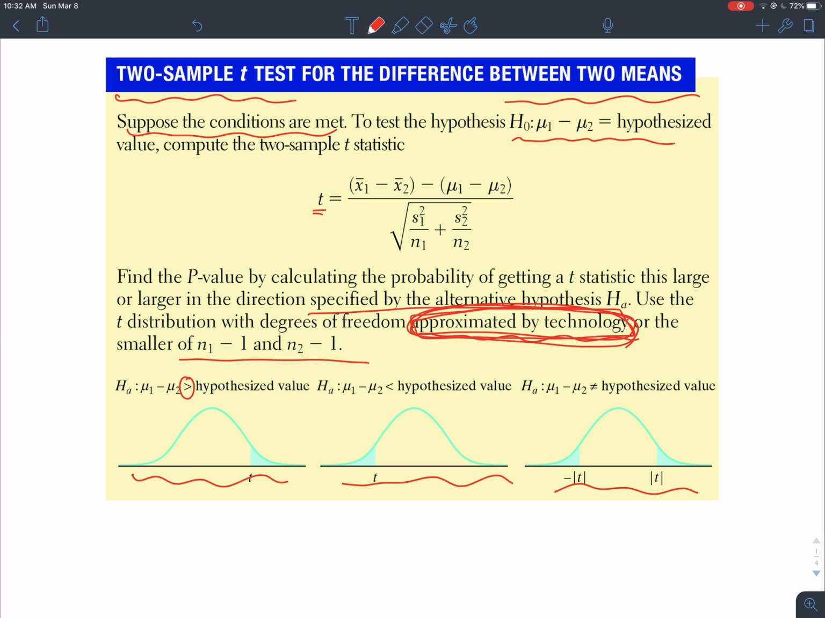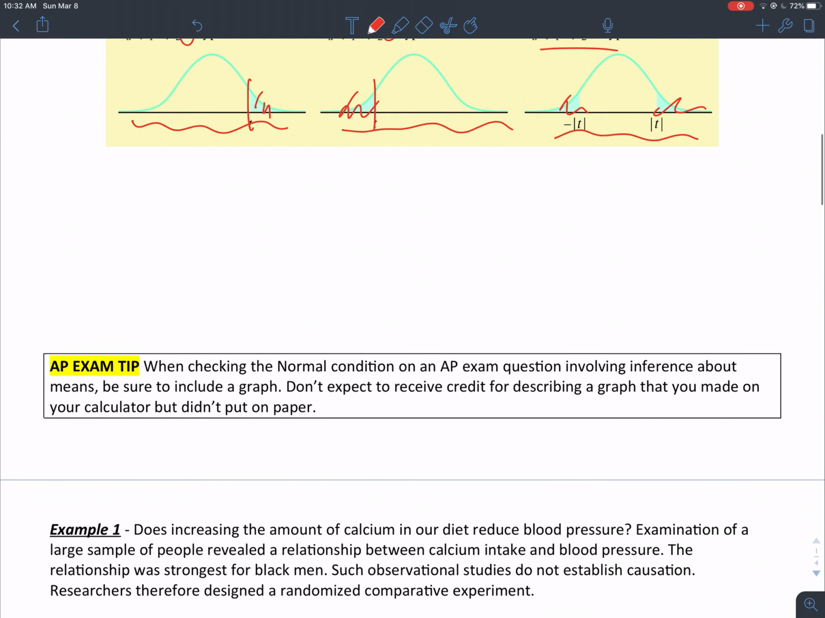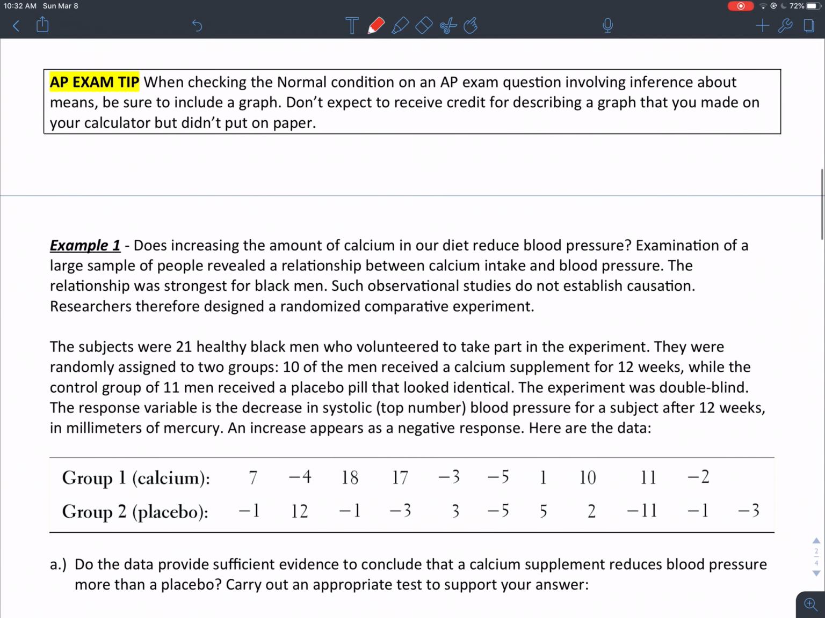If it's greater than, we're doing a one-sided test. If it's less than, we're doing a one-sided test there. And if it's not equal to, it's a two-sided test. So it will have double the probability of the corresponding one-sided test. Okay? So, tip here again, when checking normality for any t procedure, you should make a graph on the paper. Okay? Don't talk about a graph abstractly that's happened somewhere else. Make the graph on your paper. So we'll do that here.